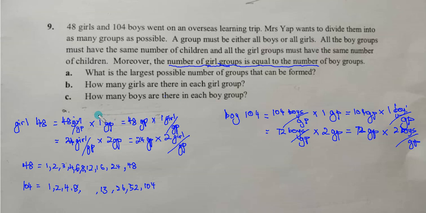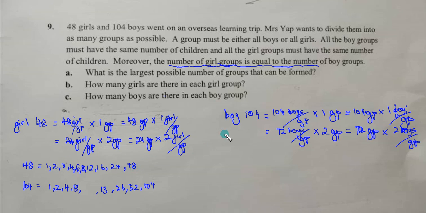So we will have to look at the number of groups, but bear in mind, for example, the factor 48 and 1 can be one group, but 48 also can be 48 groups. That means the factor itself, 1 and 48, can be the number of groups. So if I take the factors and list them down, this is what I get.